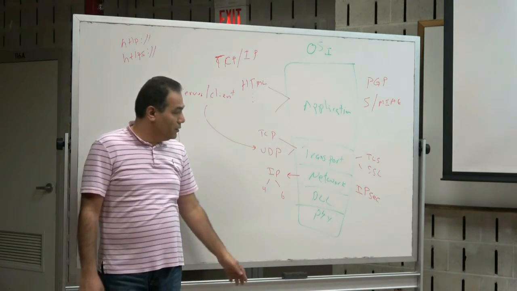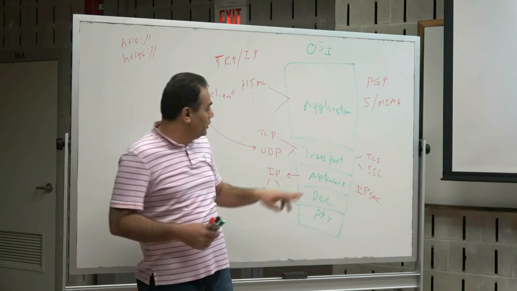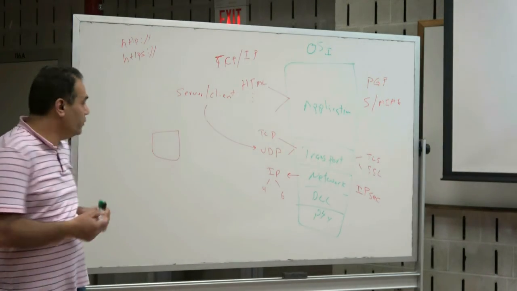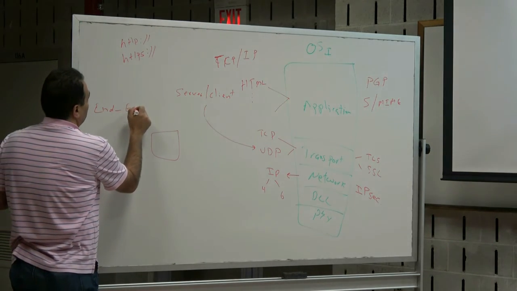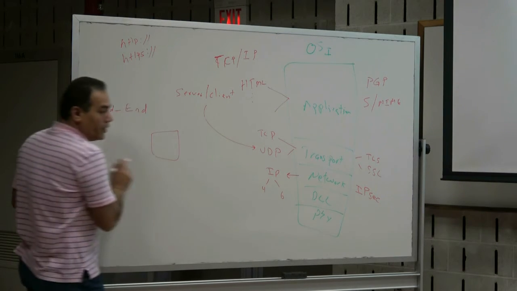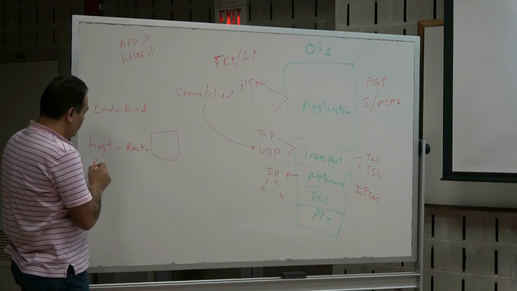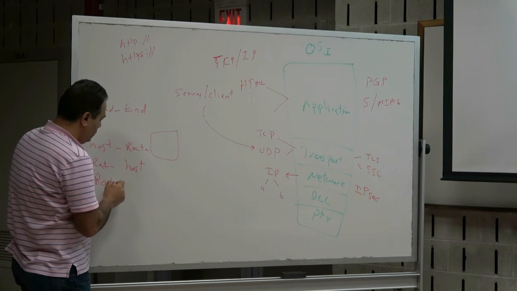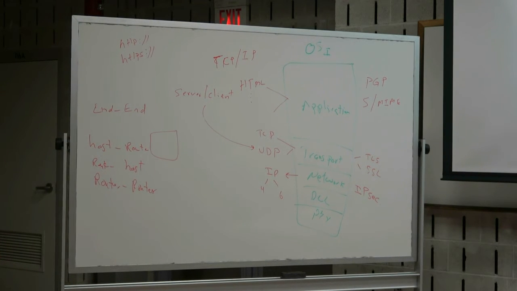And then after that, this transport layer is the security of TLS and SSL. It's end-to-end security. However, in the network layer, it's host to router, or router to host, or router to router. But it's not host to host. It's not end-to-end security.